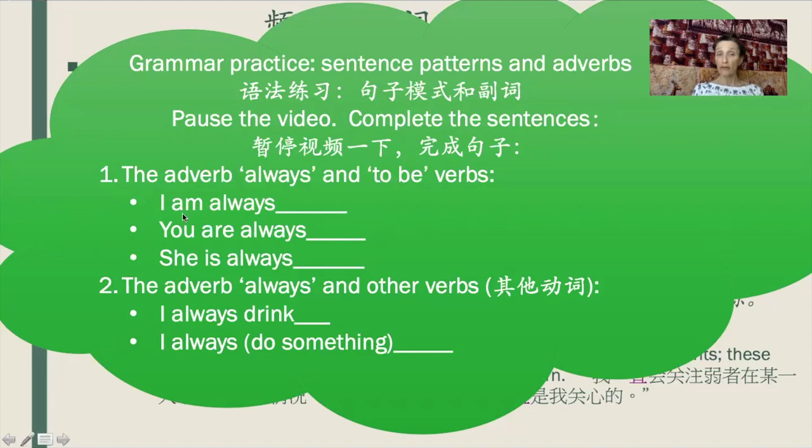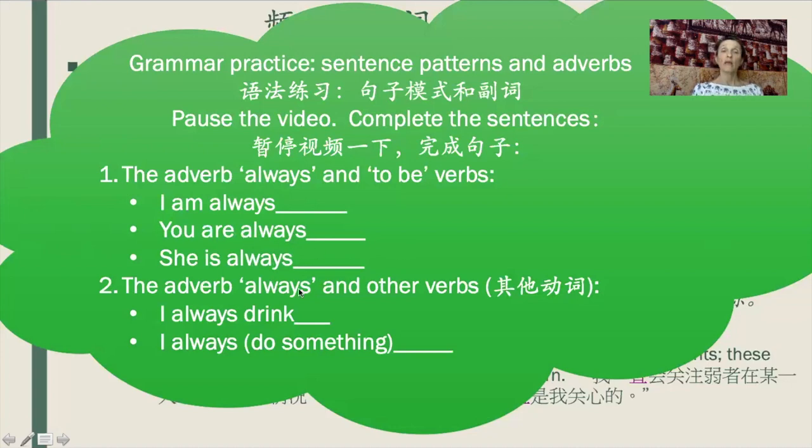And this is the pattern: the subject, the to be verb, the adverb, and then the description. I always drink coffee, for example. I want you to use these patterns, these sentence beginnings, and finish the sentence so that you practice saying something about you using that pattern in English. And so that's three sentences here. I am, you are, she is, always.